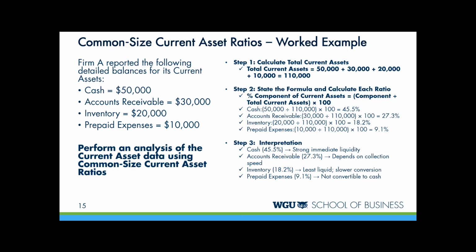Now, we said that that is one of the least liquid assets, but fortunately, it is not a very high percentage of the total. And then lastly, our prepaid expenses, which is not really convertible to cash, and fortunately, that represents the lowest percentage of our total current assets. Any questions on conducting that form of analysis?